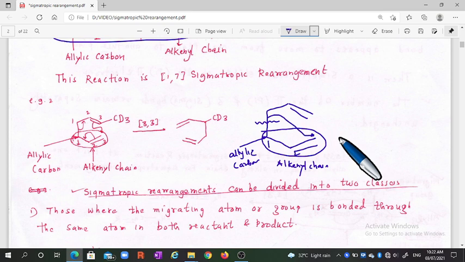We give numbers 1, 2 and 3. It migrates from this position to this position. For the second fragment we also give the numbering 1, 2 and 3. Therefore, for this type of rearrangement, we will give the numbering 3,3, because this bond will migrate there, and this will be migrating to this position.